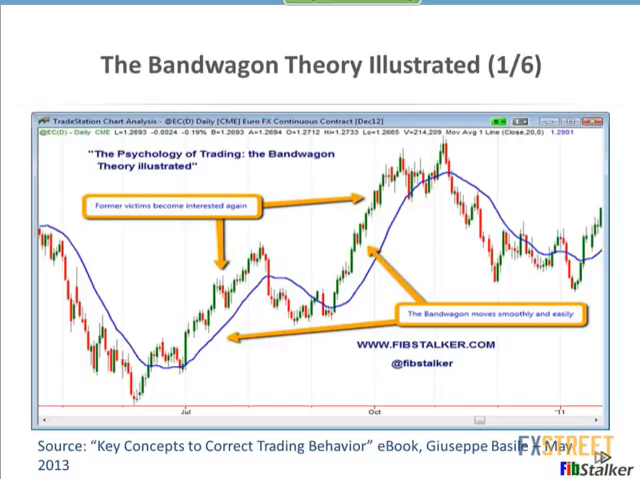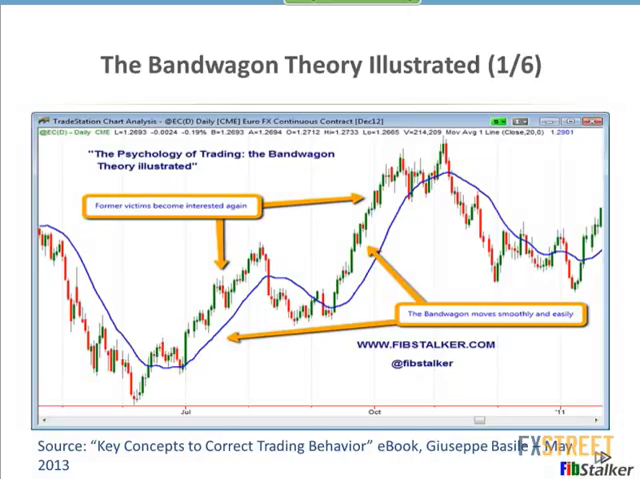The bandwagon theory itself is expressed in prose. So I'm going to read some excerpts from the bandwagon theory and then explain how it applies to market behavior. I hope you find this interesting.